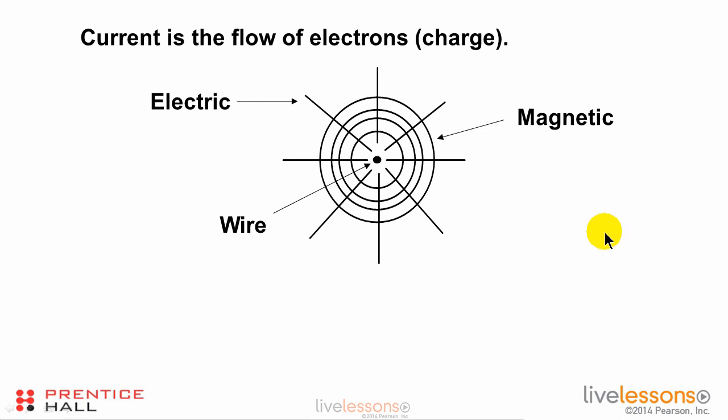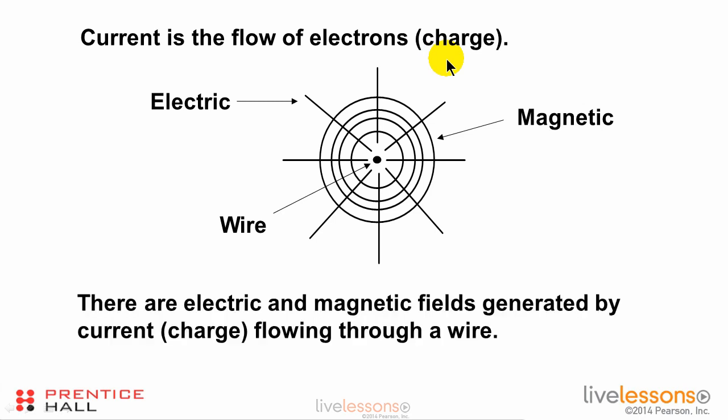In lesson 1.2, we pointed out that current is the flow or the movement of electrons, or of charge, along a conductor. When charge moves along a conductor, there are electric and magnetic fields that are generated by that charge flowing through the wire. There's an electric field that radiates away from the conductor, and there's a magnetic field that circulates around the conductor and also radiates away.